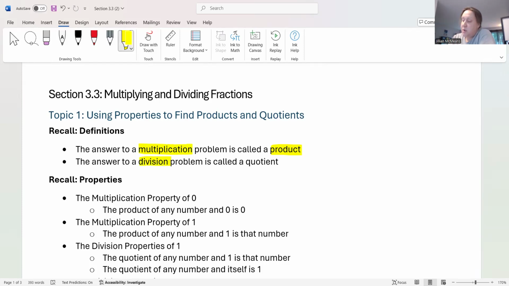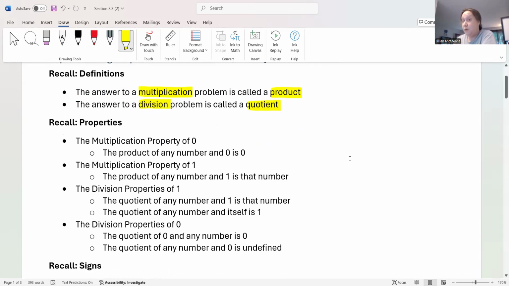So you do need to remember that because a lot of times we'll have directions that say something like find each quotient or find each product. You need to know what that means, okay? Now we have some properties. We've talked about all of these properties at some point in the past. We're just reviewing them, so we're going to go through it fairly quickly.